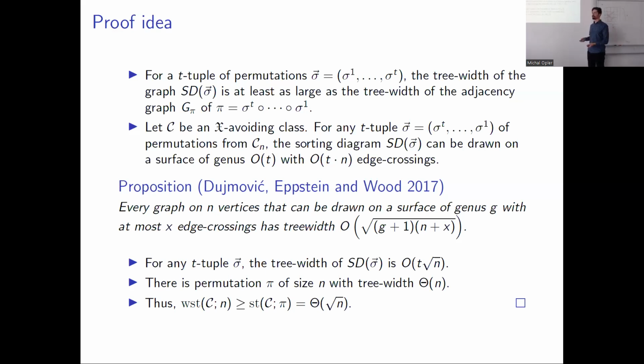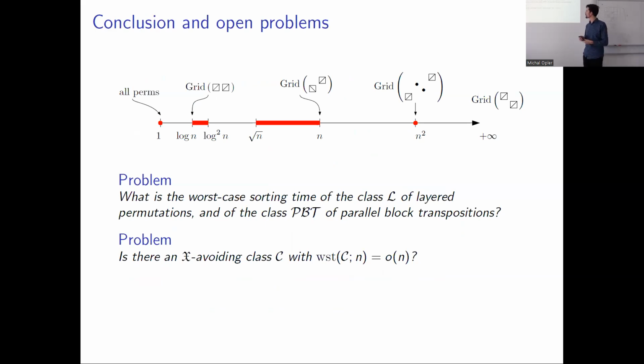And because there are permutations with linear tree width, which you have to be able to sort, then to sort these permutations, the sorting diagram actually has to have at least square root of n steps, because otherwise its tree width would be too small. So that's the whole argument here. And yeah, then some conclusion.